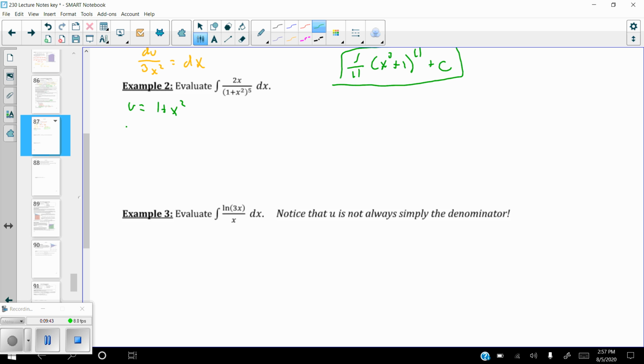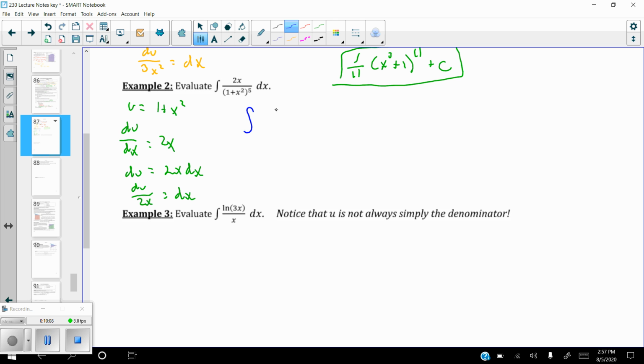So now we'll take du over dx, which is going to be 2x. We'll multiply both sides by dx, which is 2x dx, and then we'll solve for dx by dividing both sides by 2x. So du over 2x equals dx. Now I have everything that I need to go ahead and replace the stuff in my integral.